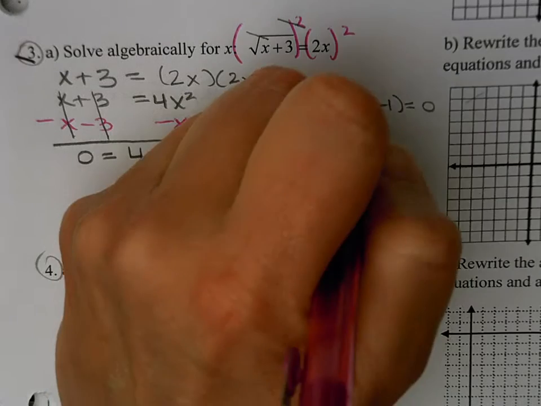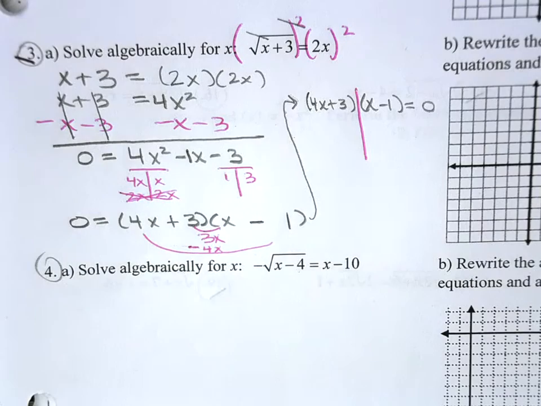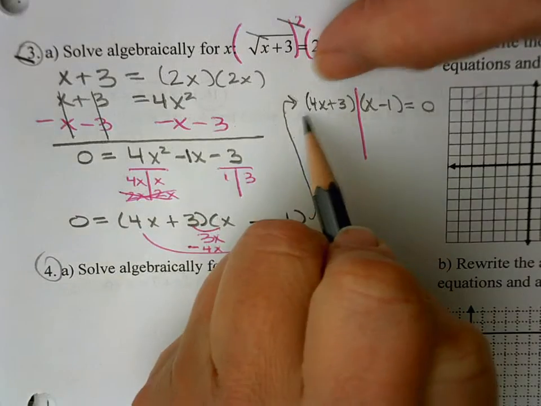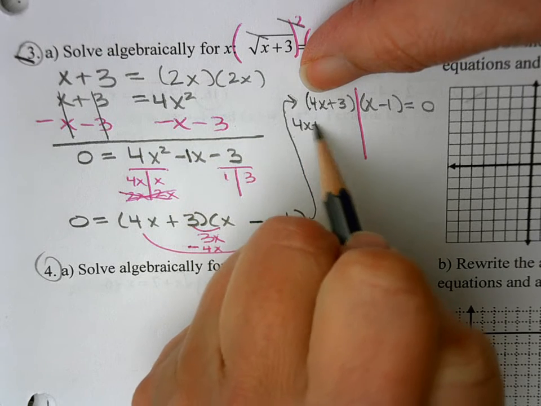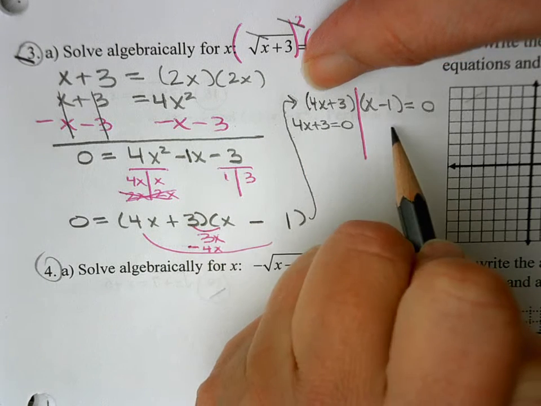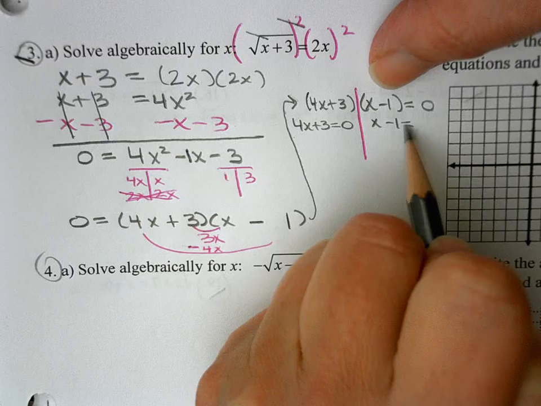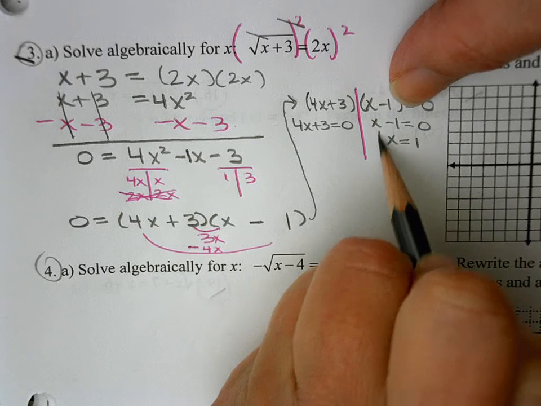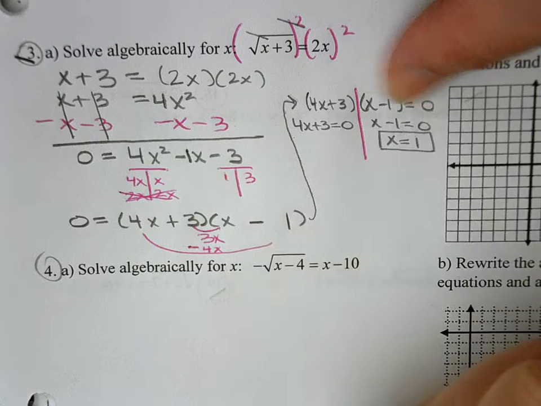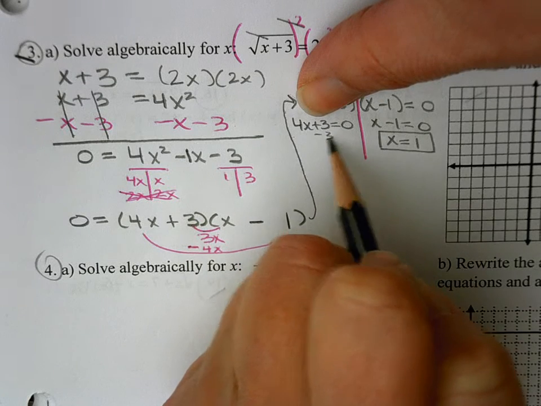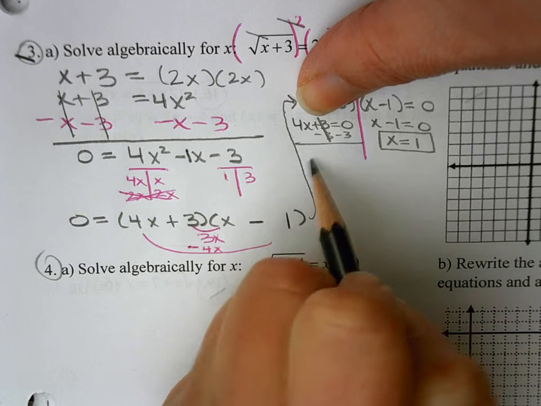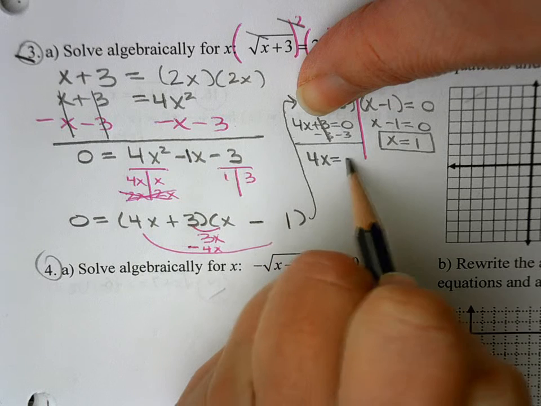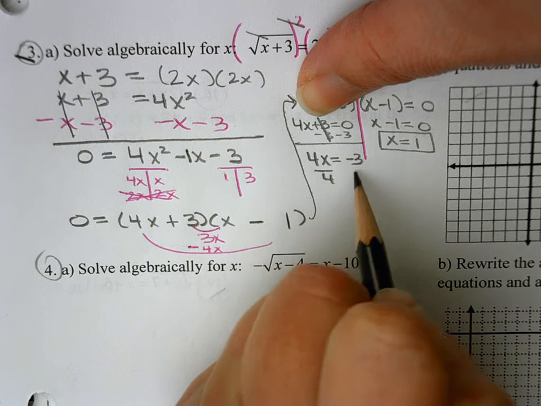Now I'm using the zero product property, so I'm going to set each factor equal to 0 and then solve. My first factor is 4x plus 3, which I want to equal to 0. And then x minus 1 equal to 0. I'm going to add 1 to the other side, so I get x equals 1. On this one, I'm going to subtract 3 from both sides, and then divide by 4.